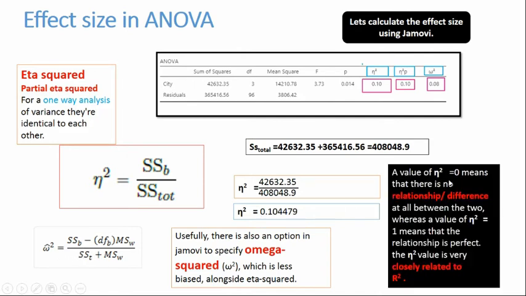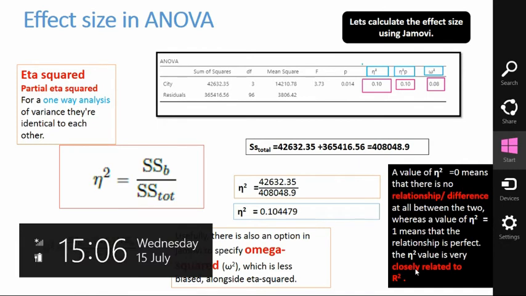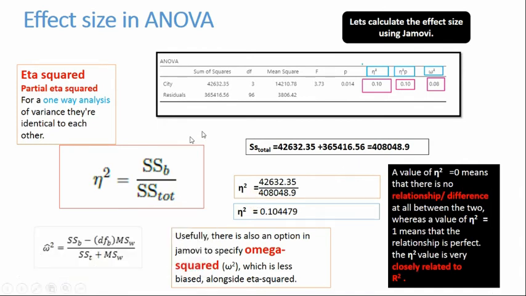If the value of eta square is 0, it means there is no relationship or no difference at all between the two, whereas if eta square is 1, it means the relationship is perfect. The eta square value is very closely related to r square. Friends, in this way we can say our relationship is not very strong, or difference exists, but this is not equal to 0 and not equal to 1.